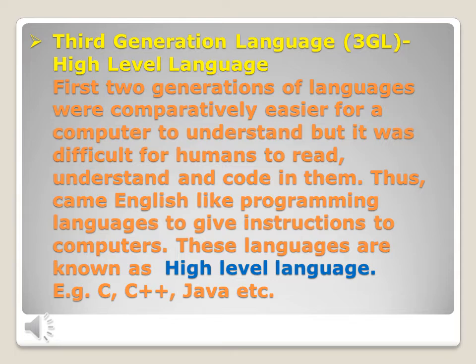The next is the third generation language, which is also known as the high level languages. The first two generations of languages were comparatively easy for the computer to understand, but it was very difficult for a human to read, understand, and code in them. Thus, an English like language came, which is also known as programming languages, which are used to give instructions to the computer. These types of languages are known as high level languages. For example, C, C++, Java, these are all high level languages.